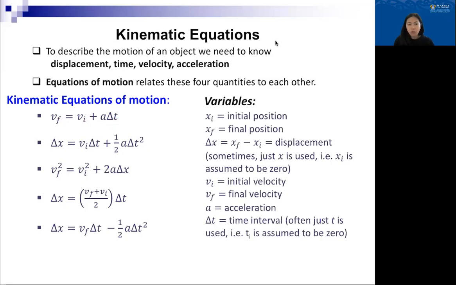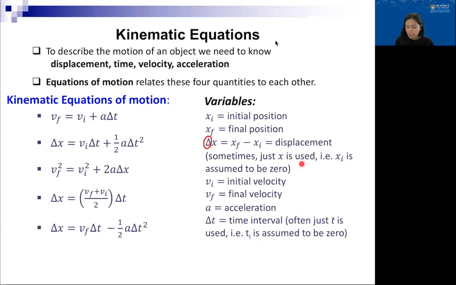but it's important to know what each of the variables in the equations mean. So the variables in the equations: xi is initial position, xf is final position, and delta x, we learned, if you have this Greek symbol delta, it means change. So delta x is the change in position, which we learned as displacement. Change in position, xf minus xi, which we learned to be displacement.